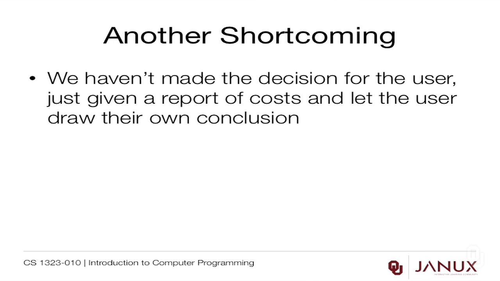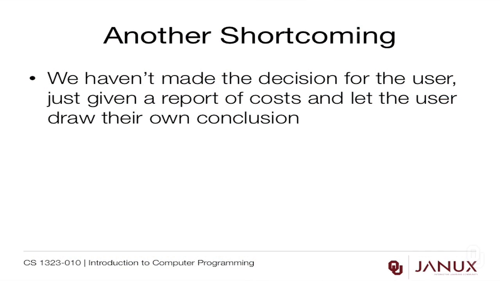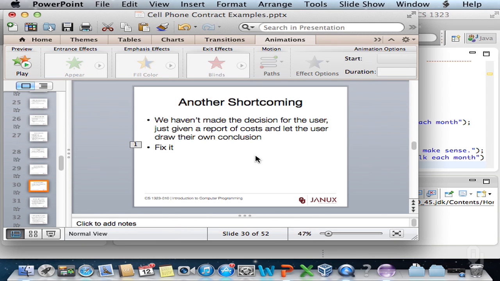Well, guess what? There's another shortcoming to our code. We really haven't made the decision for the user about which plan they should choose. That's unfortunate. You want to do as much work for the users as you can, and comparing numbers is one of the things computers are really good at. So let's make the comparison and let the user draw their conclusion. Back to Eclipse.